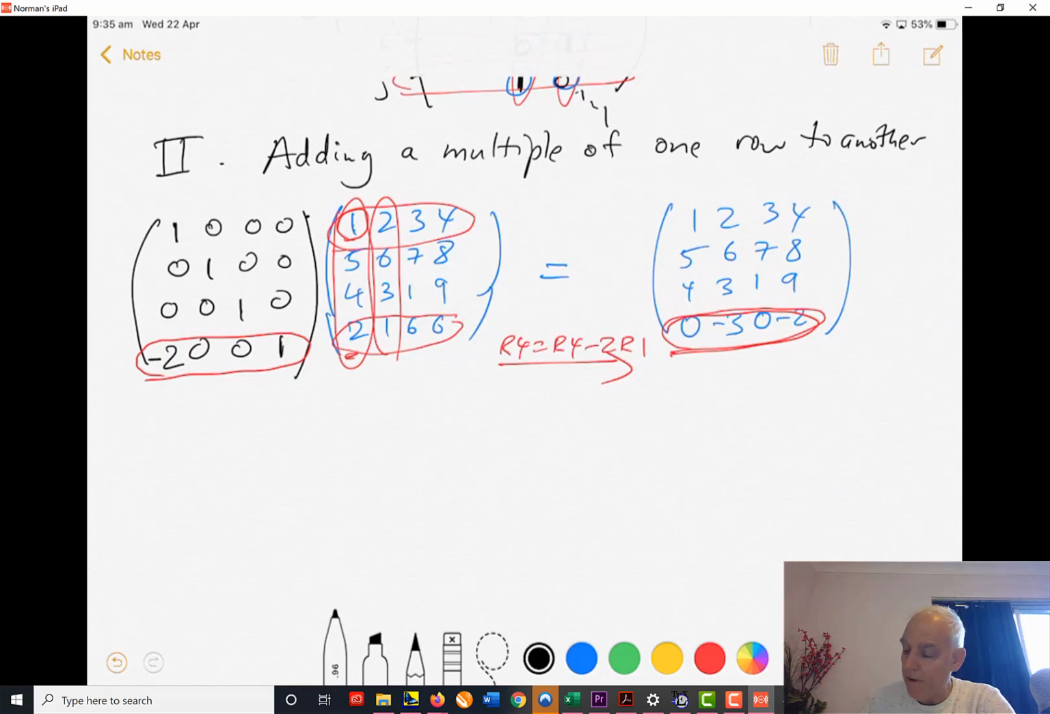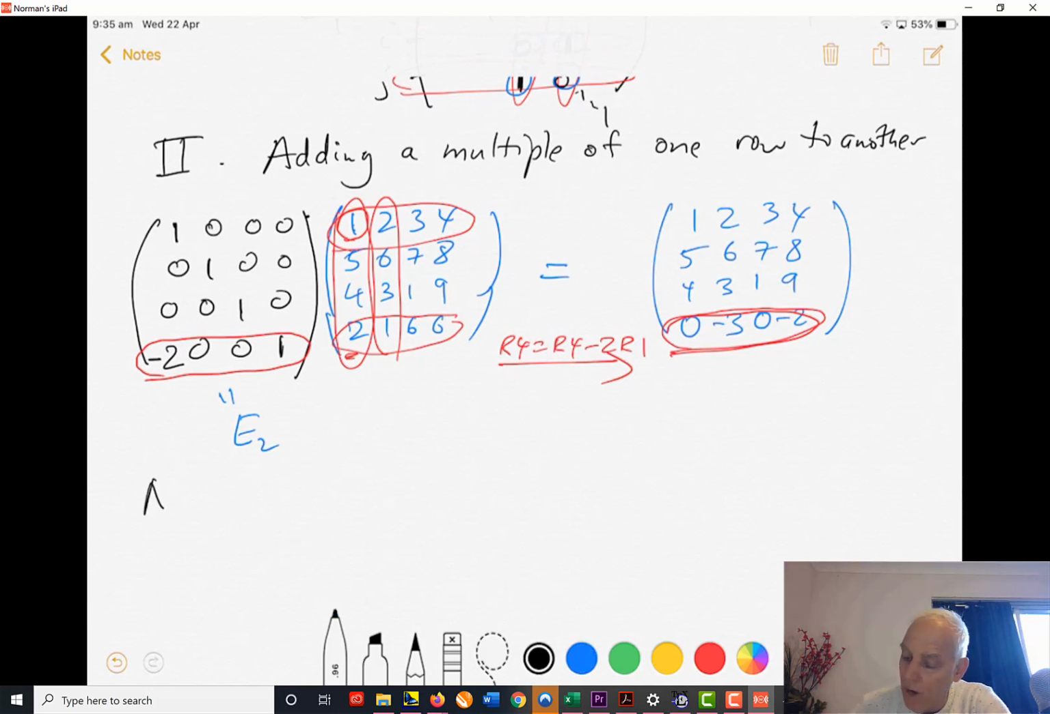Great. So we found this new elementary matrix. Let's call it E2. This matrix E2 has the property that when we multiply on the left by it, it has the effect of adding minus 2 times the first row to the fourth row. So it's giving us one of these elementary row operations of the second kind.